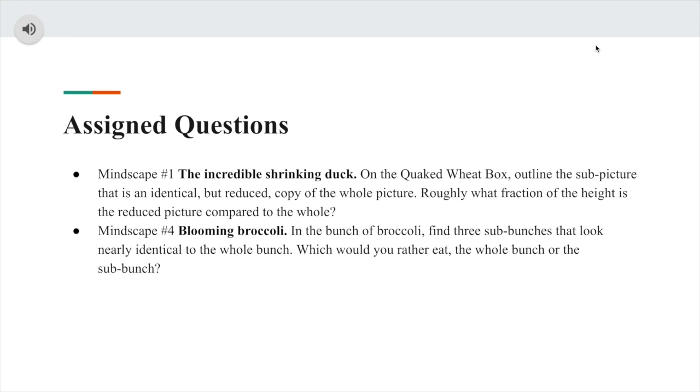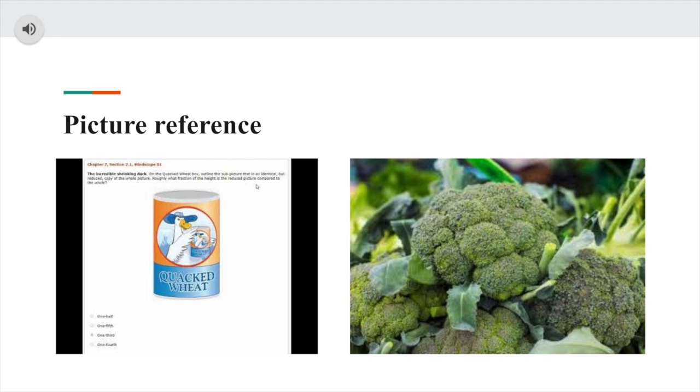Second, I am demonstrating blooming broccoli. Statement: in the bunch of broccoli, find 3 sub-bunches that look nearly identical to the whole bunch. Which would you rather eat, the whole bunch or the sub-bunch? The solutions will be presented after the following slide. Here are the two images pertaining to the questions previously.